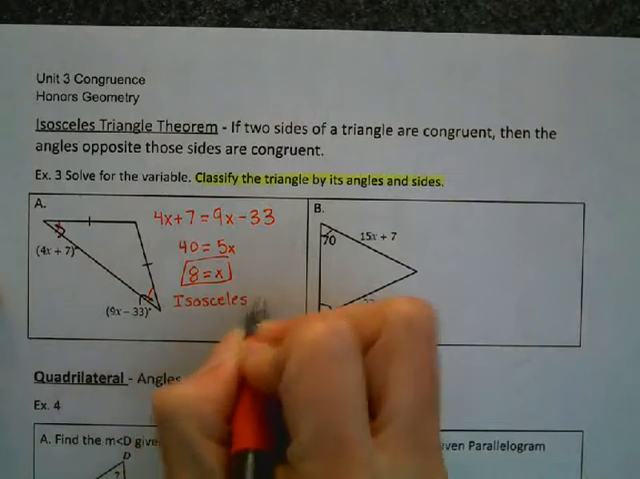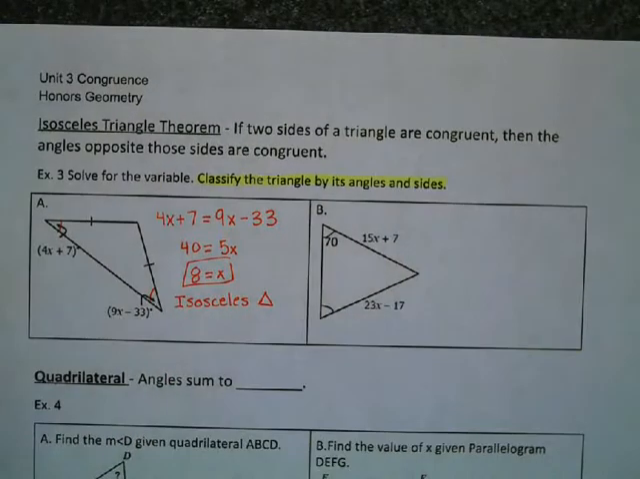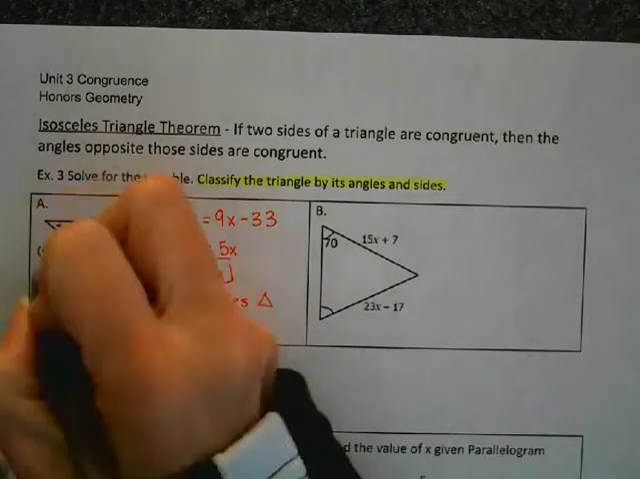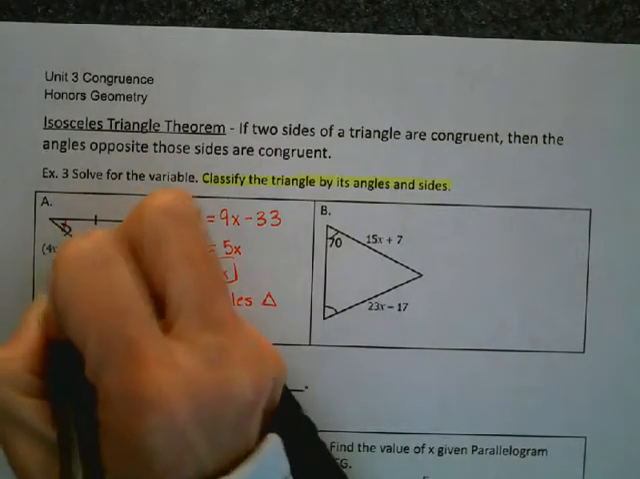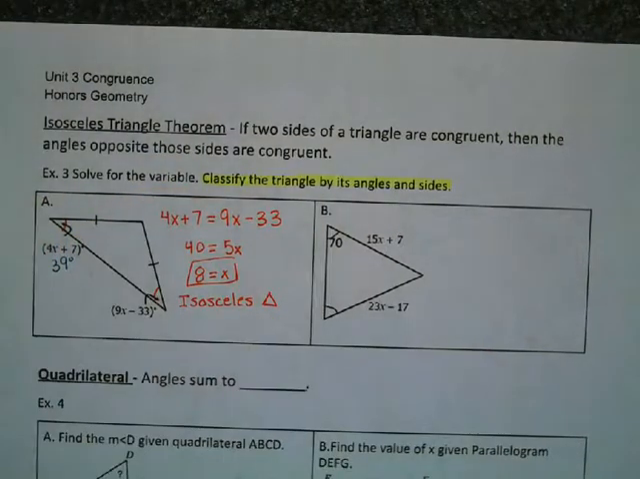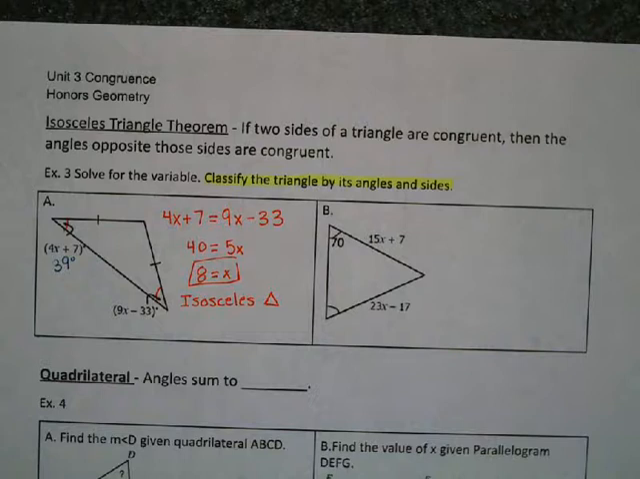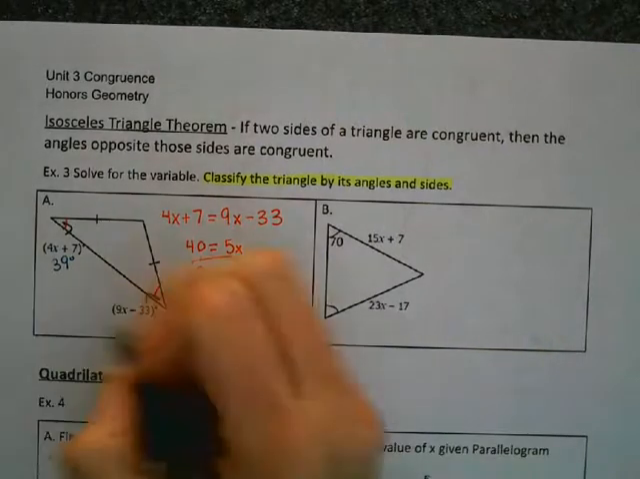But the only way to know what kind of angles there are, because you can't guarantee it's drawn to scale, is to plug the number 8 back in your picture. So if I take 4 times 8 plus 7, that makes this angle over here 39 degrees. And you can double check, but 9 times 8 minus 33 should also be 39 degrees.